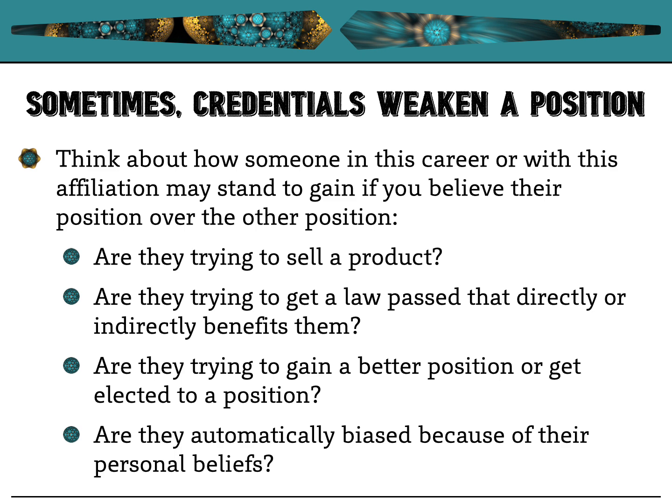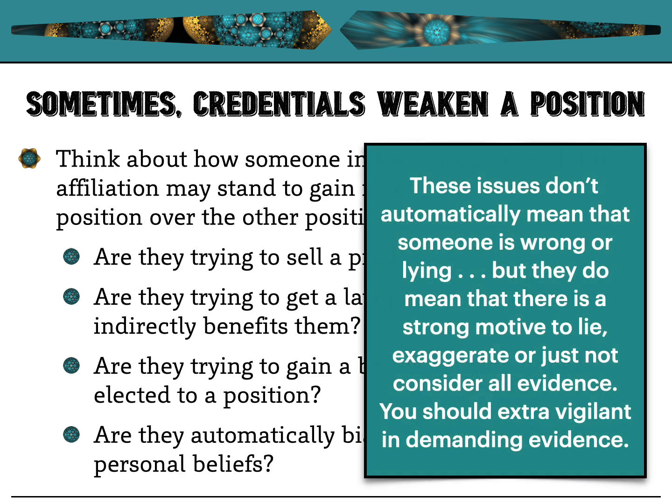Now, keep in mind, these issues do not automatically mean that someone is wrong or lying, but they do mean that there is a strong motive to lie. There's a motive to exaggerate, or there's a motive to just not consider all evidence. So you should be extra vigilant in demanding evidence from someone in one of these positions. And that might be something good to write about in your essay, that so-and-so stands to gain directly from this topic, so their position could have a certain bias. They may not have considered all the evidence. That's something you could write about.